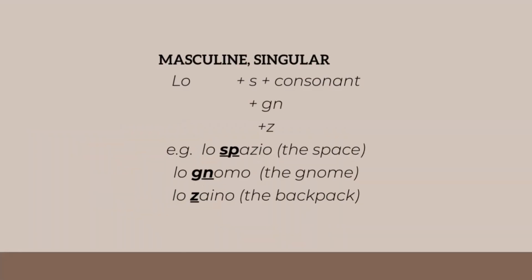Then we have lo and l apostrophe that we can put together. Lo is similar to il, always preceding words that start in consonants, but very specific sets of consonants. One of them would be S plus another consonant. The other one would be GN. And the last option would be a word starting in Z. So, for example, lo spazio, lo gnomo, lo zaino.